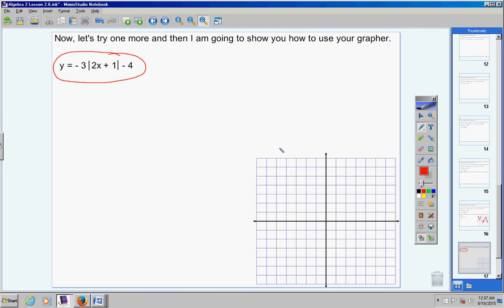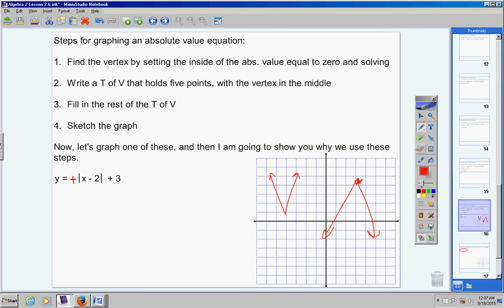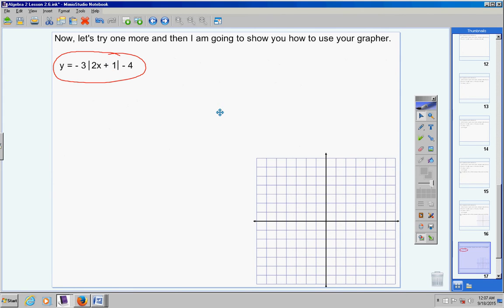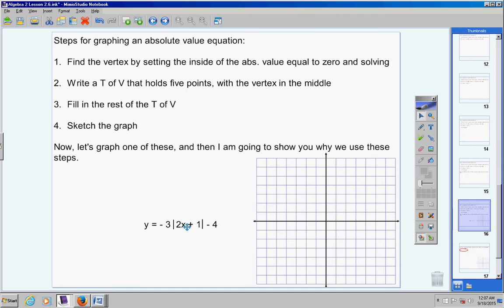Okay, students, and here we go. Now, I'm going to actually bring these steps over. Let's go back a page. Alright, now, let's graph this equation here using our steps. Step 1, take the inside of the absolute value, set it equal to 0, and solve. There it is, okay? So, 2x plus 1 equals 0.